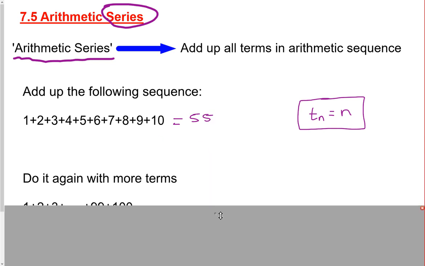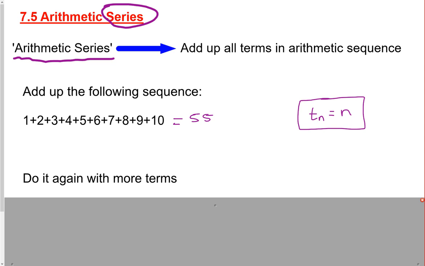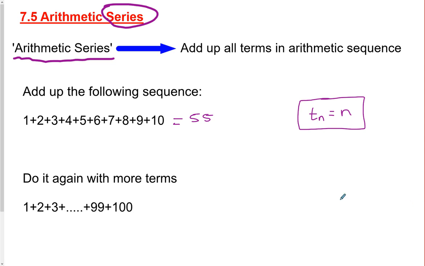So what if I said do it again with more terms? What if I said add up 1 to 100? Well, we're going to want to think of a strategy like the one Emmy mentioned, where we've got some kind of quick way of doing this, or like the one Sam mentioned. Right? We're going to need some kind of strategy, because sitting there on your calculator and going 1 plus 2 plus 3 plus 4 plus 5 plus 6 all the way to 100 is rough.